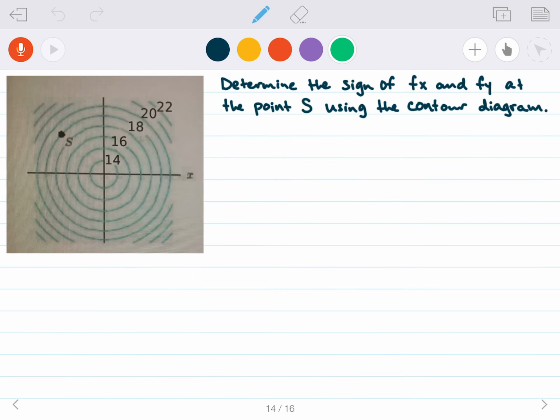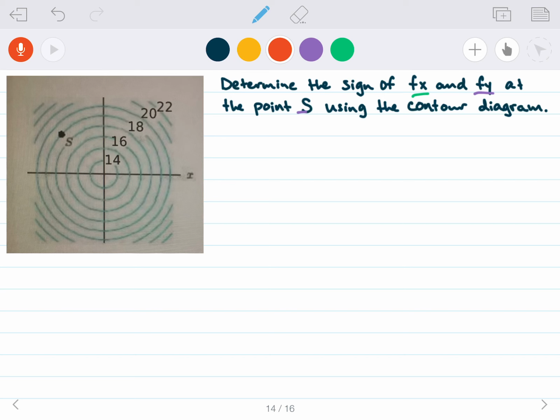Okay. Determine the sign of the partial derivative with respect to x and the partial derivative with respect to y at the point S using the contour diagram. Okay, so we're just doing the same thing. As x increases, what happens to z? As y increases, what happens to z? If z increases, that corresponds to positive. If z decreases, that corresponds to negative. And if z remains the same, it corresponds to 0.